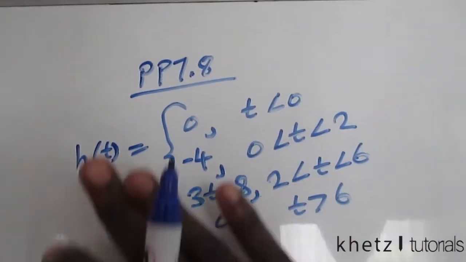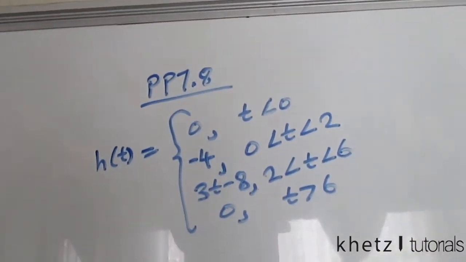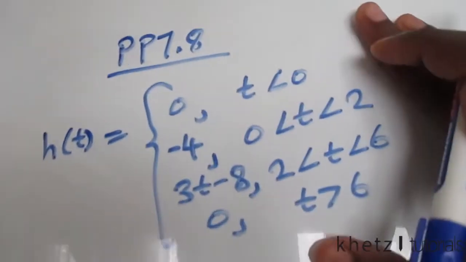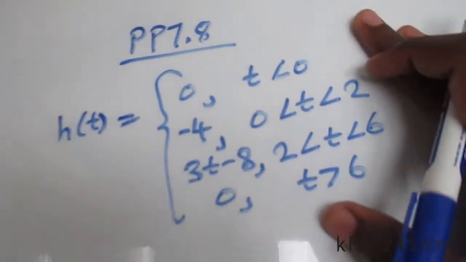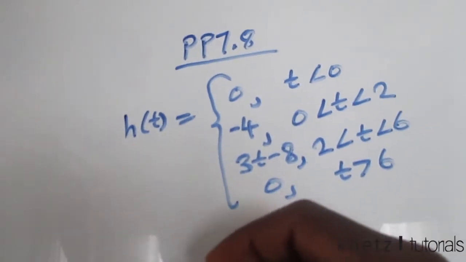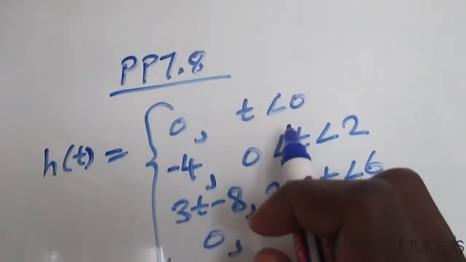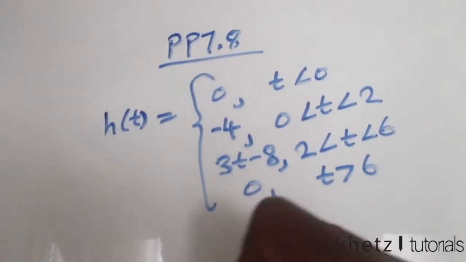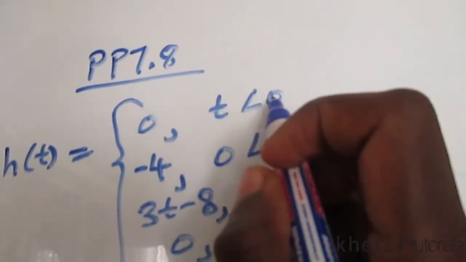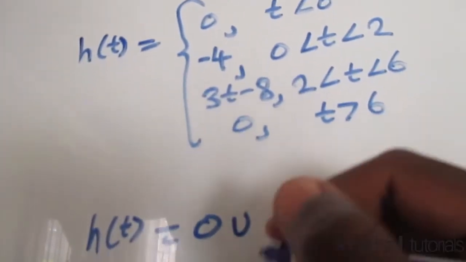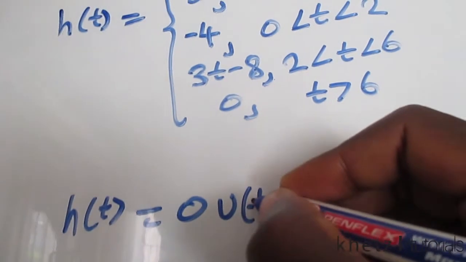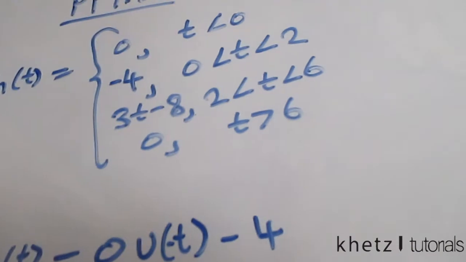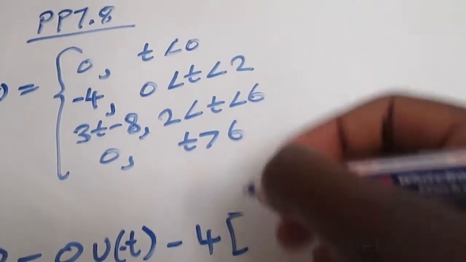We're given this piecewise function over here, and we are asked to express it in terms of singularity functions. So this is what you do when you have a piecewise function. The first thing you have to do is identify the limits or the inequality in front of you. The first part says 0, and this is for time less than 0. You move on to the next value of the function, which is -4. Then you look at the inequality.